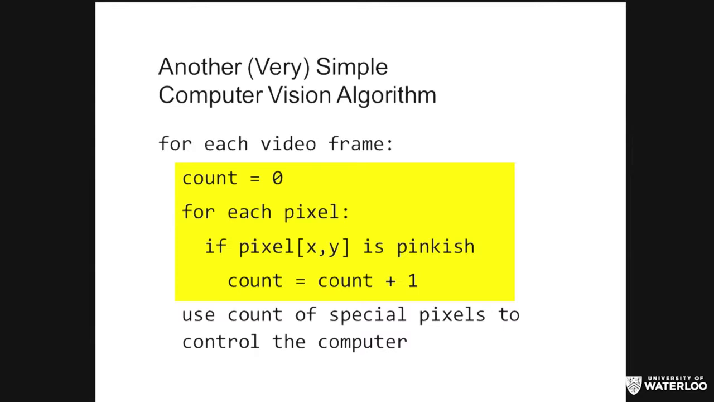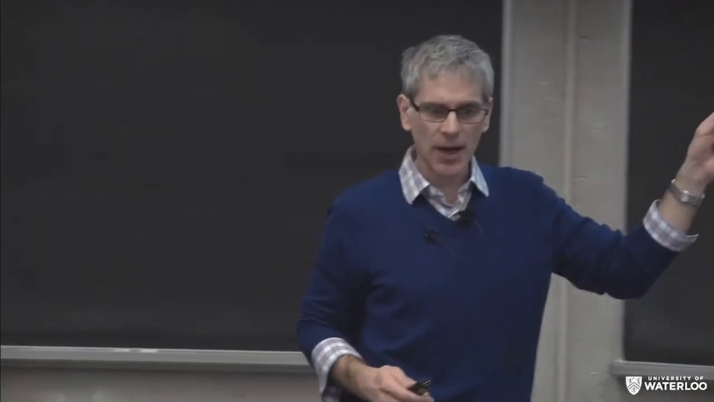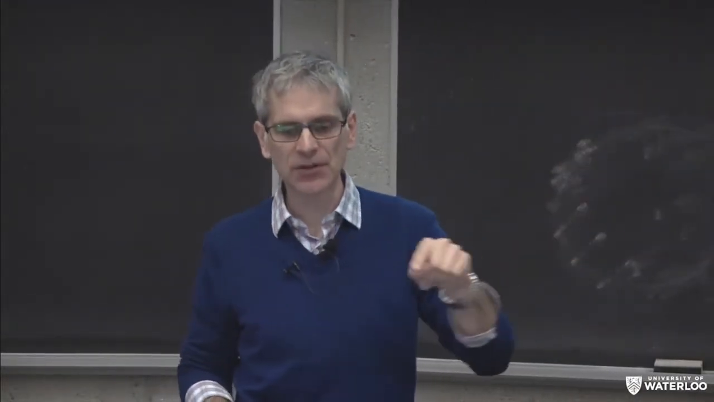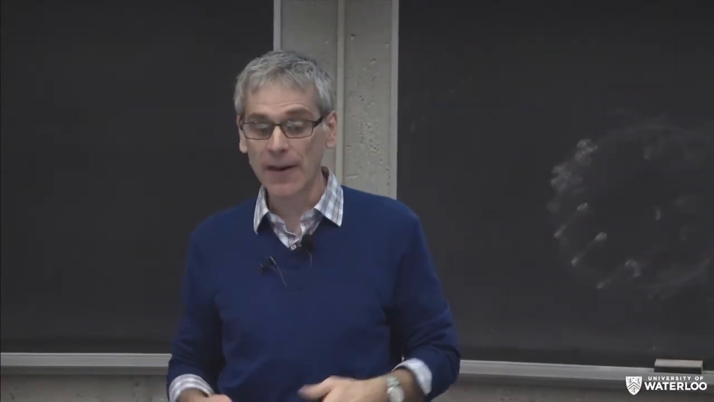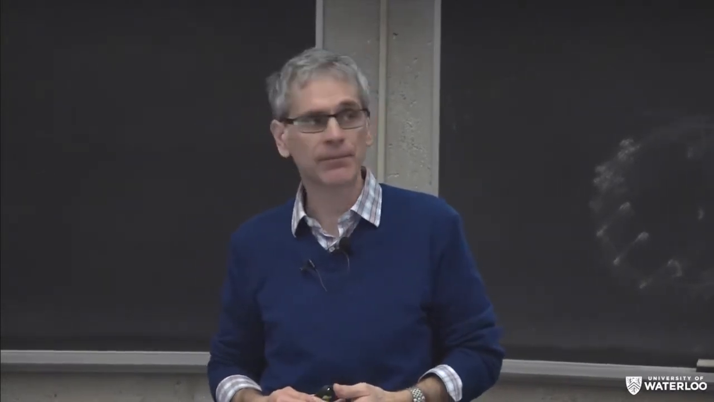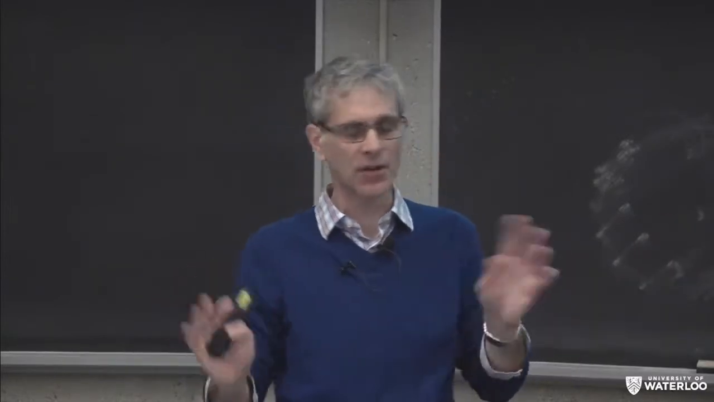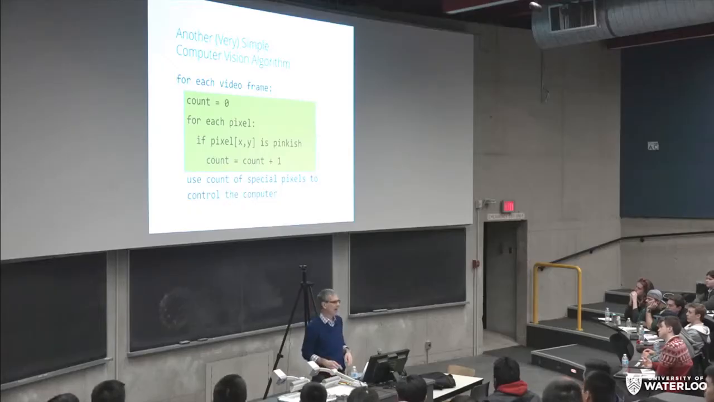I'm going to go through a giant list, see if each item passes some criteria, and add one onto that count. When I'm done, I can say, hey, I found 100 of them. So here, I'm going to keep a count of how many pixels are pinkish, and I'm going to use that count of special pixels to control the computer in some way. It's just a small change, but otherwise exactly the same, distance from pink, all that kind of stuff. This time I'm just counting how many there are.